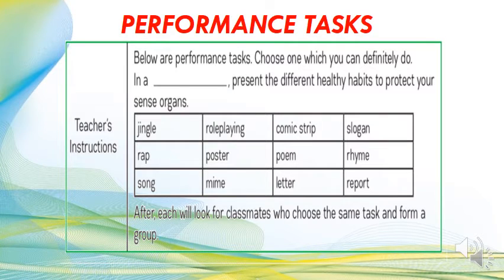The first example of multiple intelligence approach via student-centered learning strategy is the use of performance tasks in class. Here is an example. Below are performance tasks. Choose which one of you can definitely do. In a blank, present the different healthy habits to protect your sense organ. Here, the students are asked to use different strategies or different things to do in class, including jingle, role playing, comic strip, slogan, rap, poster, poem, rhyme, song, mime, letter, and report. And they would have to present it in class. By using the different strategies listed here, the students would be able to use their multiple intelligence in class.